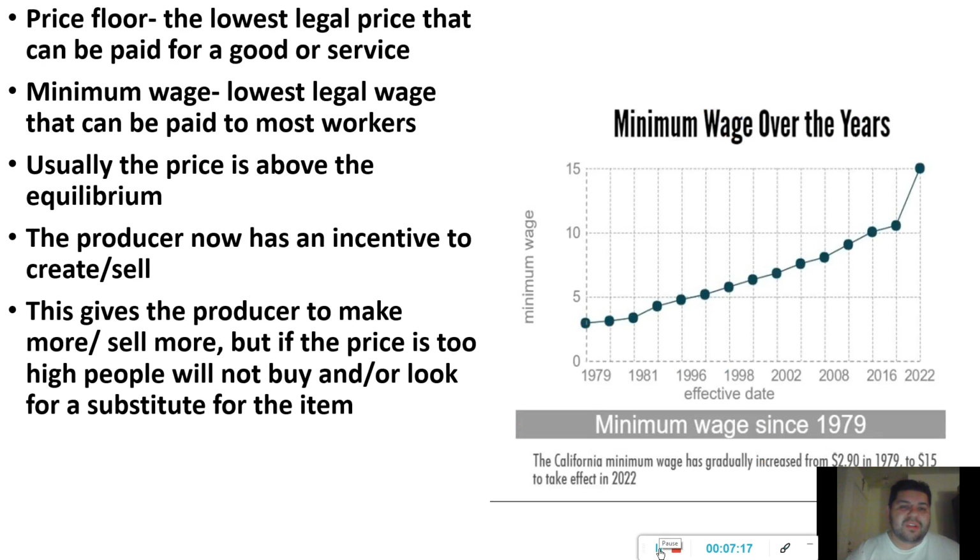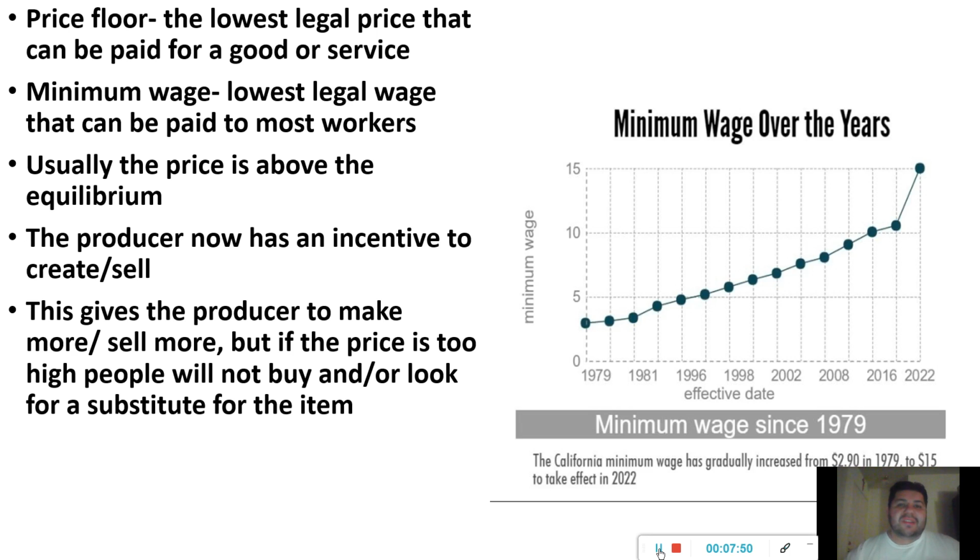Now, a price floor is the lowest legal price that can be paid for a good or service. Okay, so just the opposite of price ceiling. Now, minimum wage, as some of you guys know, is the lowest legal wage that can be paid for workers, to just meet the poverty line. Now, usually the price is above the equilibrium price. You remember the graph with supply and demand, that middle point, that's equilibrium. Remember that? These price floors are usually above it.